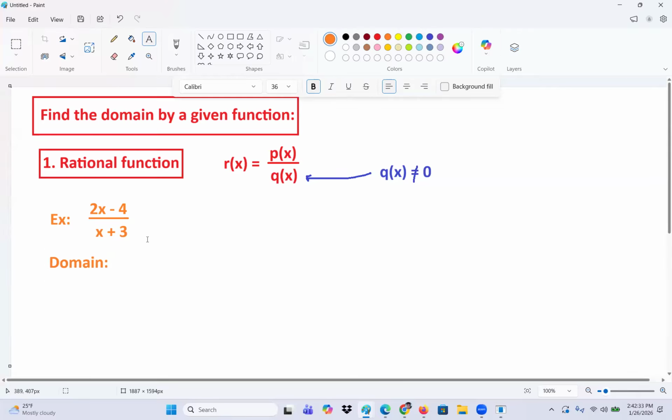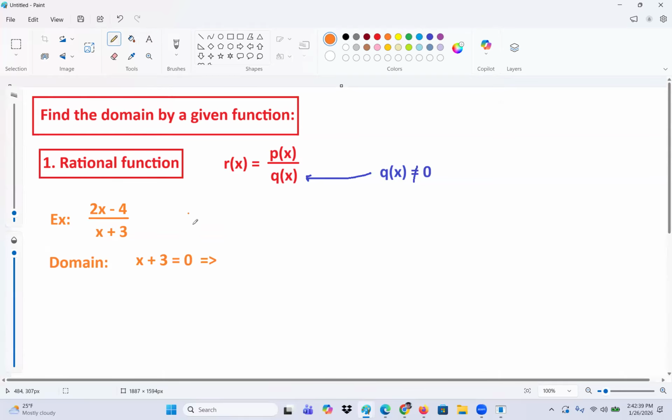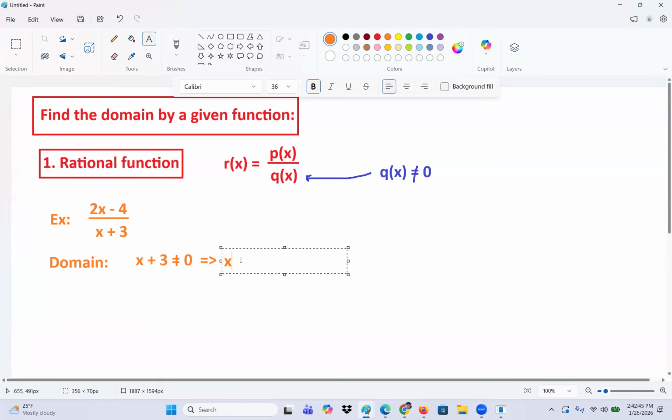We want to make sure that the bottom cannot be 0. So x plus 3 is not equal to 0. The way that we solve not equal to 0 is the same thing that we do for a linear equation. We just subtract 3 from both sides, and then you have x is not equal to -3.